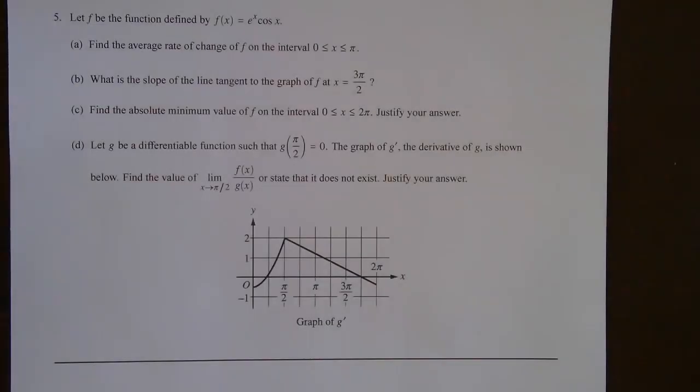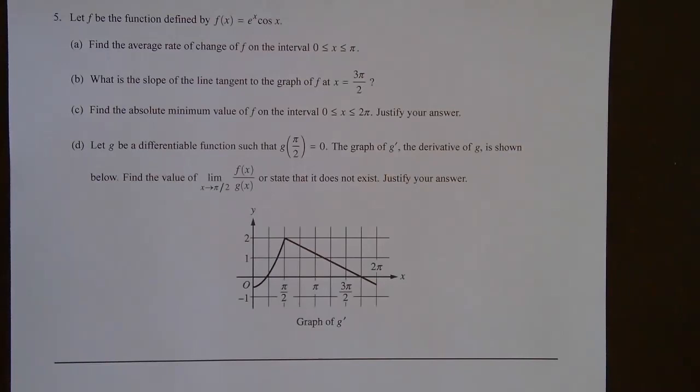For part D, it says let g be the differentiable function such that g of pi over 2 is equal to 0. The graph of g prime, the derivative of g, is shown below. So this is the graph of g prime. Find the value of the limit as x approaches pi over 2 of f of x over g of x, or state that it does not exist. Okay, and then we need to justify our answer.